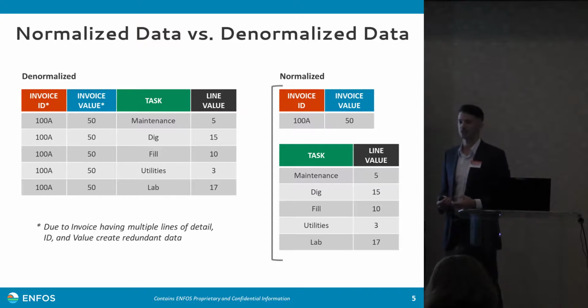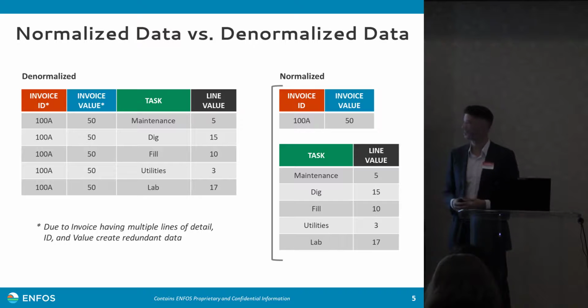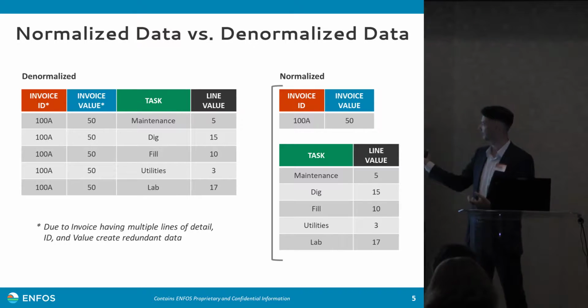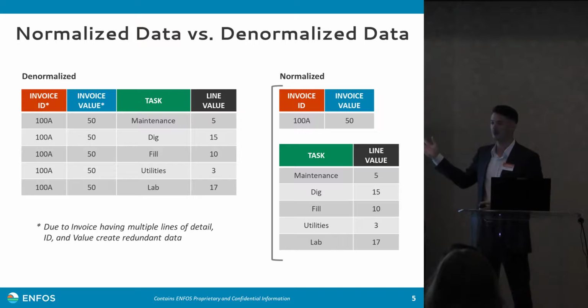So looking at that actual denormalization process, which is much simpler than it sounds. We've got two examples here of how the same data can look. On the right, we have normalized data, and on the left is the denormalized data. So the normalized data is how ENFOS stores your data when you're using the software. So we've got an invoice ID, an invoice value, and then you see a subtable that's actually the breakout details of that invoice. When you denormalize that data, you create redundancies. So now each row of that denormalized data has the invoice ID and the invoice value.